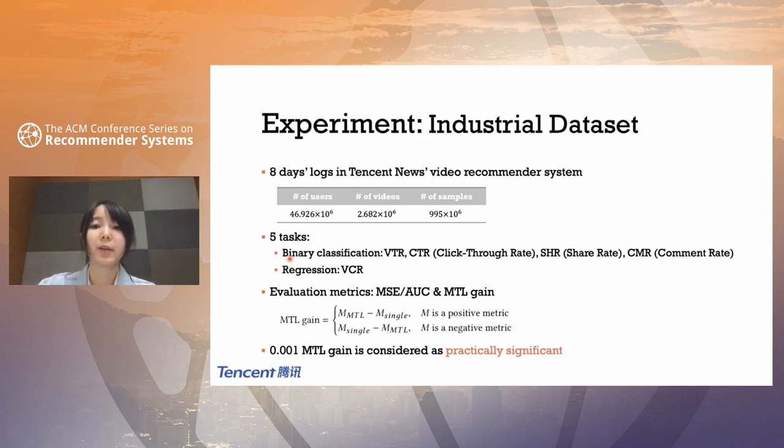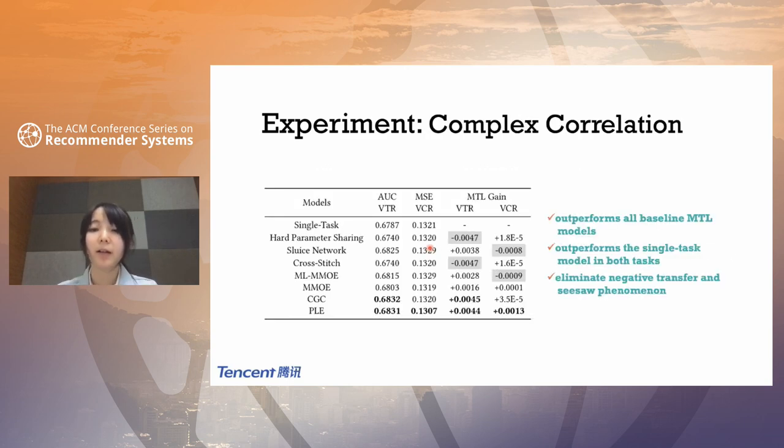For evaluation, we sampled about 1 billion samples from our video recommender system. In addition to VTR and VCR, CTR, SHR, and CMR are other 3 classification tasks in the dataset. Besides AUC and MSE, we define the metric of MTL gain as the performance improvement of the multi-task learning model compared with the single-task model. It is worth noting that 0.1% MTL gain normally contributes significant online improvements in recommender systems and is practically significant. This table shows the results on VTR and VCR.